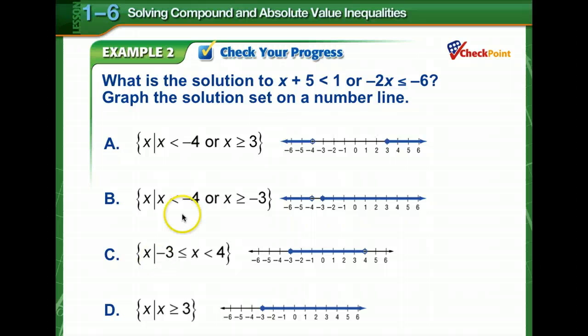Now it's time for you to check your progress on a compound or inequality. So pause the video.